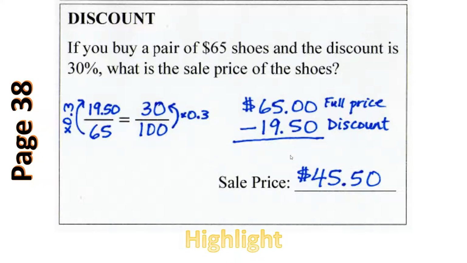So we're back to page 38 where there's some pre-written notes. If you buy a pair of $65 shoes and the discount is 30%, what is the sale price of the shoes? So the first thing to do is you find 30% of $65. That's $19.50. So $19.50 is how much you're going to save. That's the 30% off. So $65 minus $19.50 is going to be $45.50.